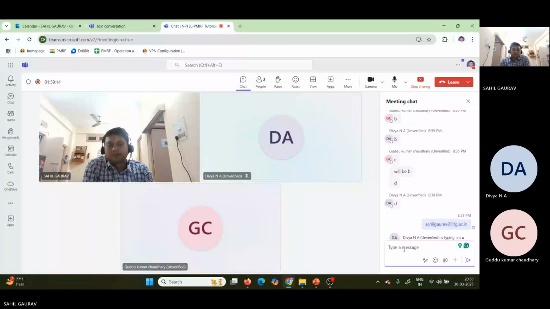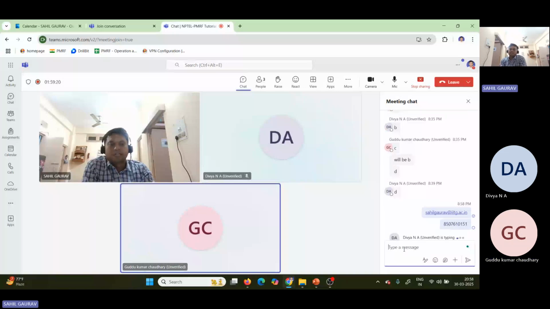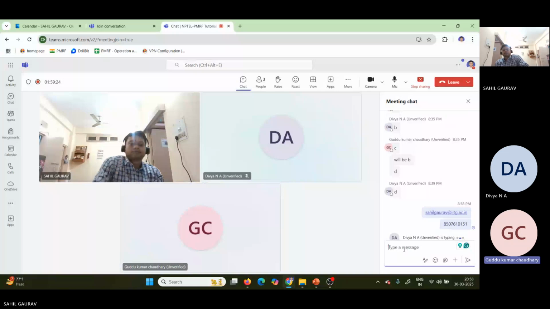sahilgaurav@iitg.ac.in. Sahil Gaurav at iitg.ac.in. Okay, sir. And the mobile number, sir? Written in the chat box. You can go through it. Okay, sir. Okay.